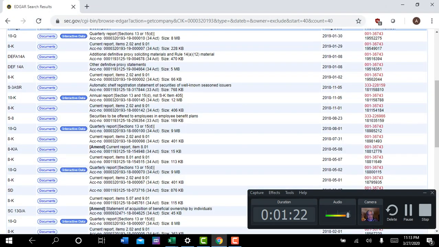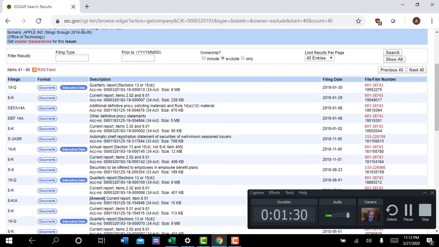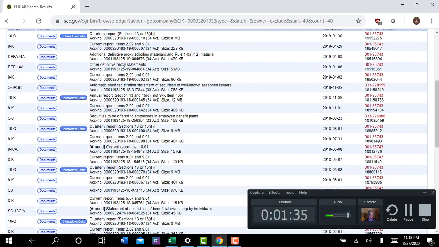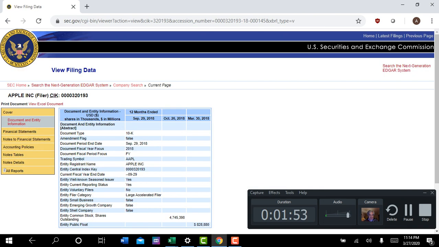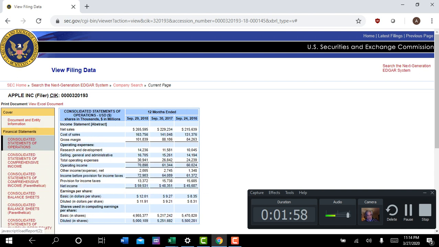Okay, let's go to Apple's 10K. Their 10K, I believe this is one of the later 10Ks that we looked at. Let's go back here and see their 10K, and it really doesn't matter. This is their 10K that was filed in November of 2018. So it really doesn't matter. They're all going to be the same. Okay, so let's go to interactive data. And let's go to financial statements, and then we'll go to the income statement.